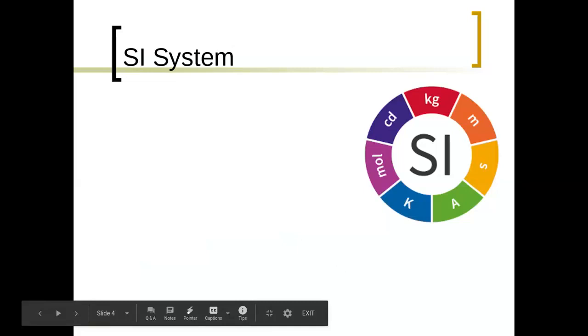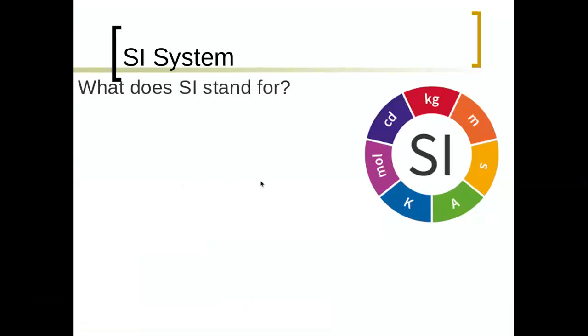So we have this thing called the SI system. The SI system is this guy over here. You can probably look at some of that and know some of them, and we're going to take a look at that in the future. But what does SI stand for? It stands for System International. So when you're thinking about that, why do we have the System International?